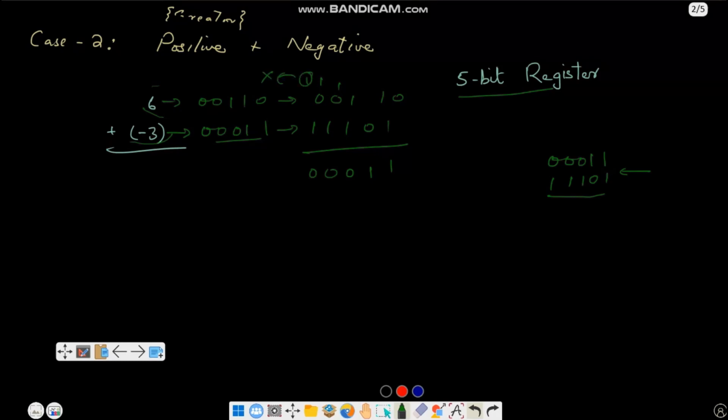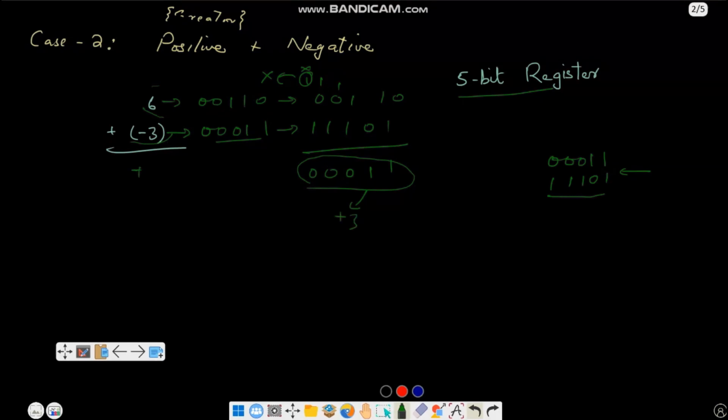Now remember this thing, whenever you are adding a positive number with a negative number, you will always get a left out carry here, and you will always discard this carry. This is a useless thing, and this is the result that you are searching for. Now look, if you convert this back into decimal, this becomes +3.